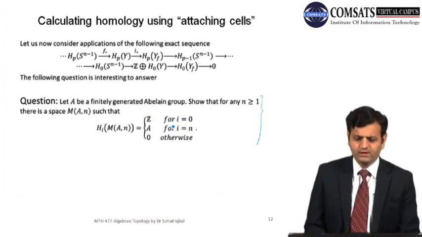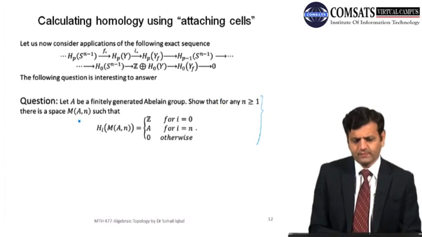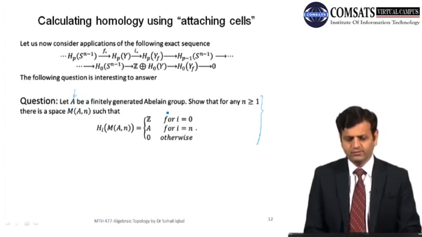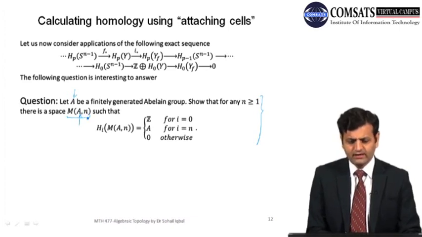Now based on this example, we have this important question. Given any finitely generated abelian group, can we find a space M(A,n)? So it depends on this finitely generated abelian group A and this n. So we have two inputs, this finitely generated abelian group A and n. Can we find this space such that this is Z when i is equal to 0, this is A when i is equal to n, and it is 0 otherwise?